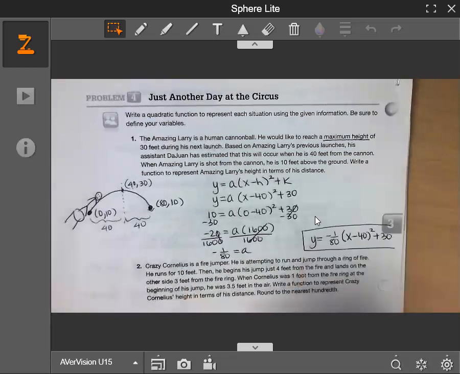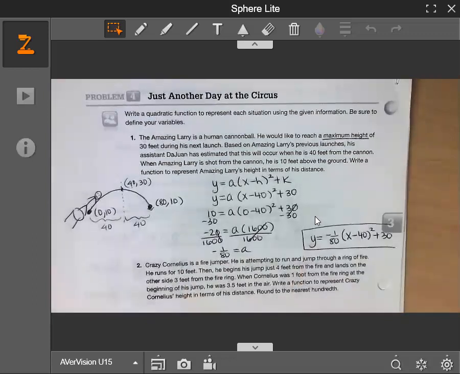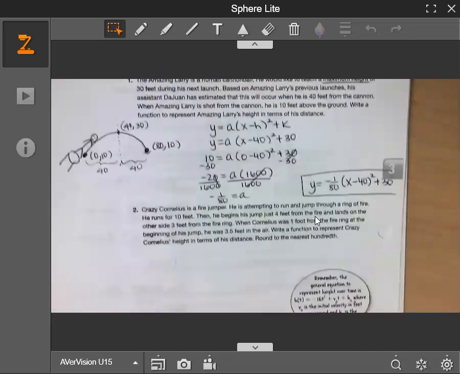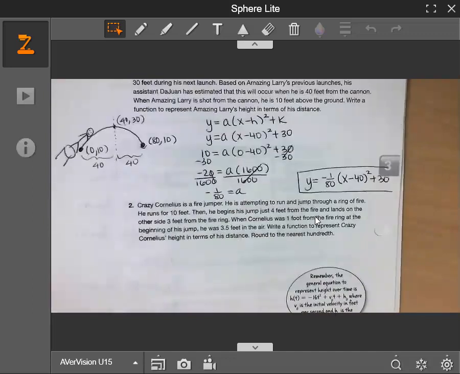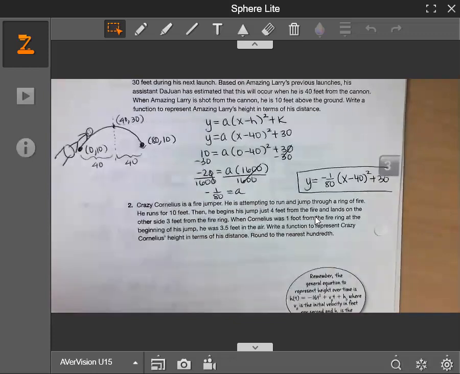There's our equation for Amazing Larry's jump, shot out of the cannonball. All right, so for this next one, it says Crazy Cornelius is a fire jumper. He is attempting to run and jump through a ring of fire. He runs for 10 feet, then he begins his jump just 4 feet from the fire and lands on the other side, 3 feet from the fire ring.